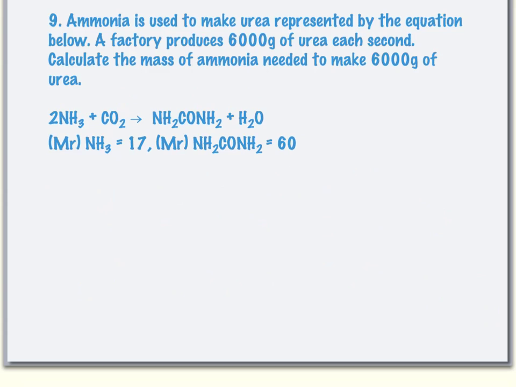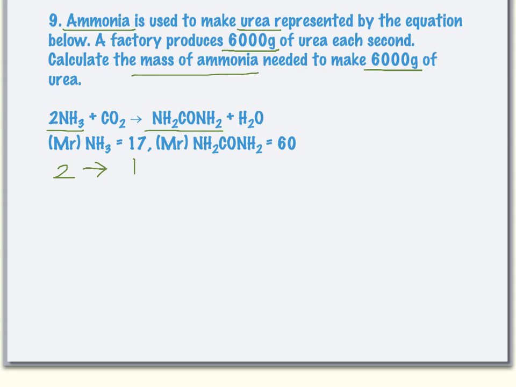This time we have ammonia being used to make urea. And a factory produces 6,000 grams of urea each second. So that's a lot of urea. We need to calculate the mass of ammonia needed to make 6,000 grams of urea. This one is a little bit different, and we'll see why in a second. Bear in mind, what we see here is that 2 moles of ammonia make 1 mole of urea.